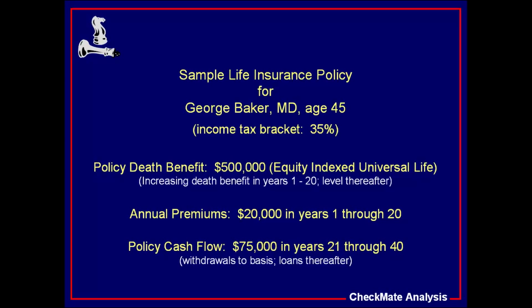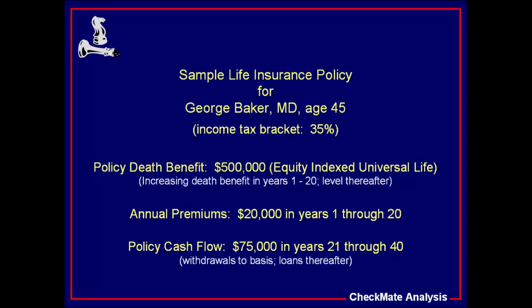Let's take a policy for George Baker. He's age 45. He's in a 35% income tax bracket. It's $500,000 of equity indexed universal life. It can be any type of cash value policy: universal life, whole life, variable universal. I'm going to use equity indexed in this example, but the principles that I'm going to show you will hold true no matter what type of policy you use.